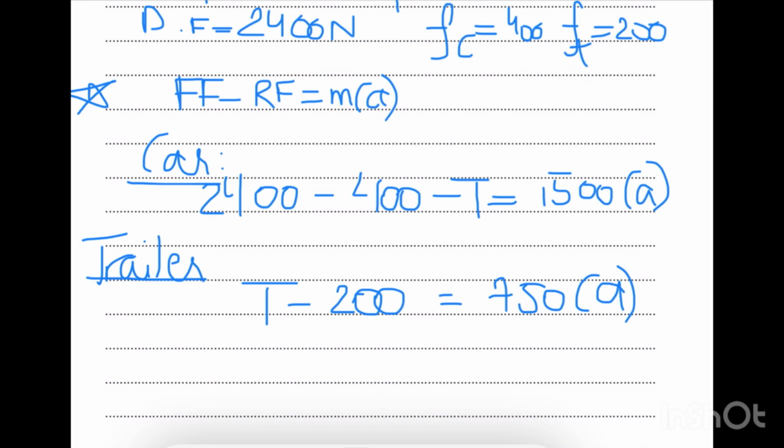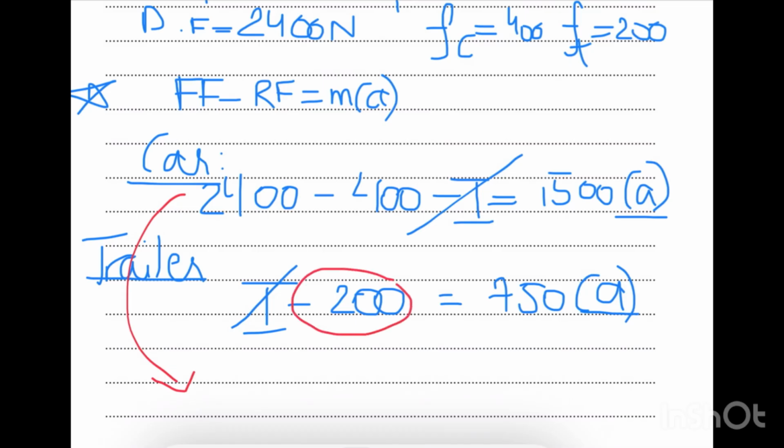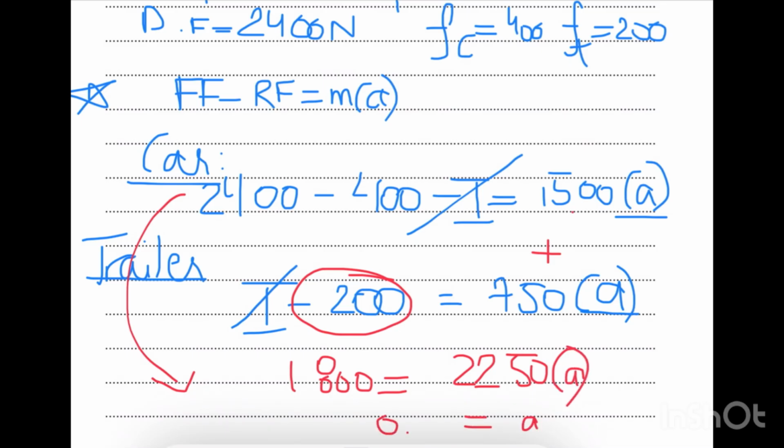These are two simultaneous equations, and since we have two like terms, the acceleration and the tension, we can cancel out this plus T and minus T. So this becomes 2400 minus 400, which is 2000, and then subtract the further 200, we get 1800, and then 1500 plus 750, we have 2250a. We get acceleration is equal to 0.8.